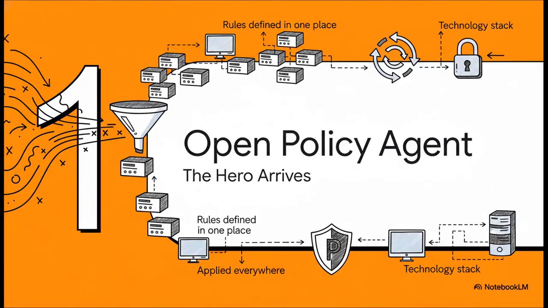But what if you could pull all of that policy logic out of your code? What if you could write your rules just once, in a single place, and then enforce them across your entire stack? Well, that is the core idea behind the Open Policy Agent, or OPA for short. It's the tool we're going to explore today.